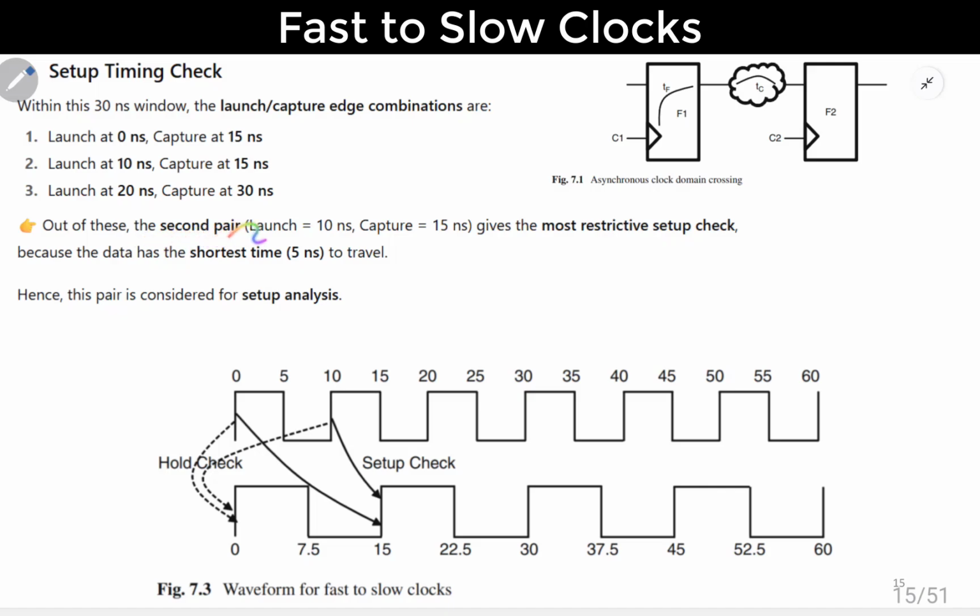Out of these, the second pair, launching at 10 and capturing at 15, gives the most restrictive setup check because the data has the shortest time to travel. Hence this pair is considered for setup analysis. So go for this particular case for setup analysis.